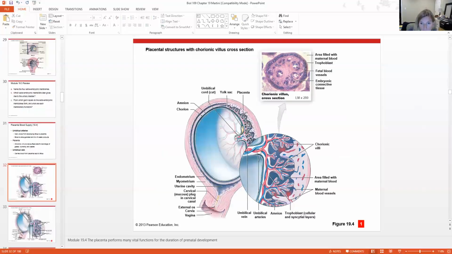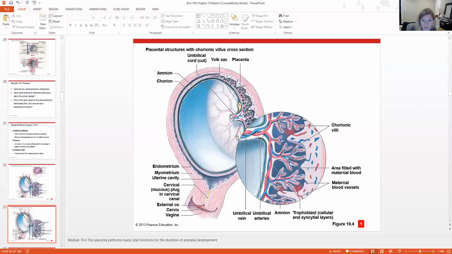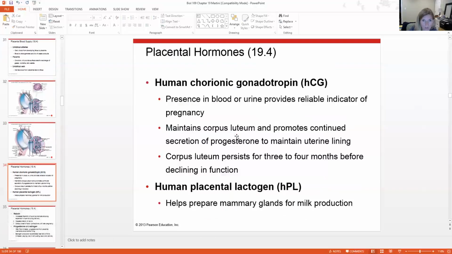And here you see the villi, extensions for lots of blood supply, and the arteries and veins wrapping together in this umbilical cord area that's being developed. And this is basically the same structure, just broken down.